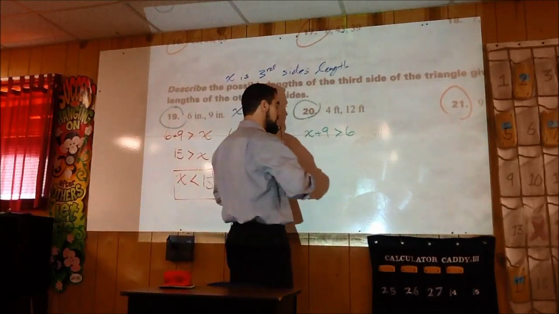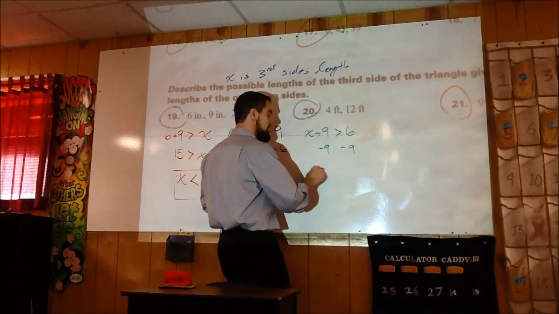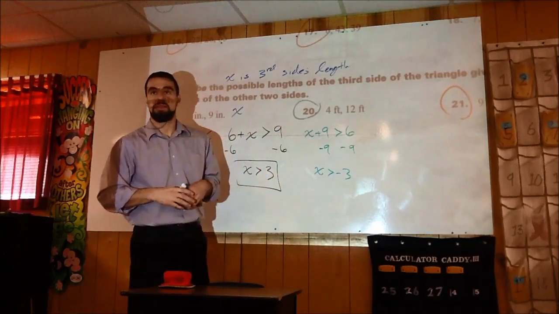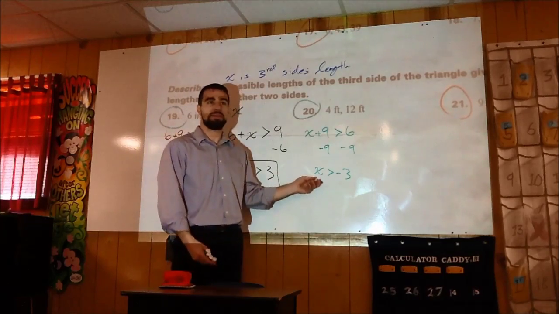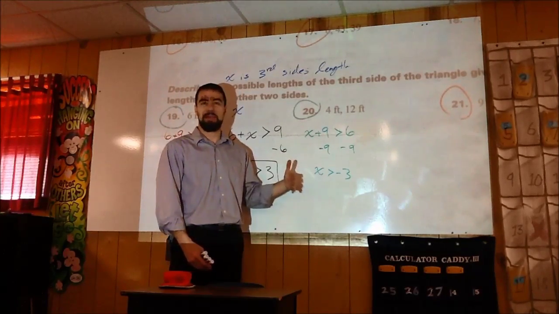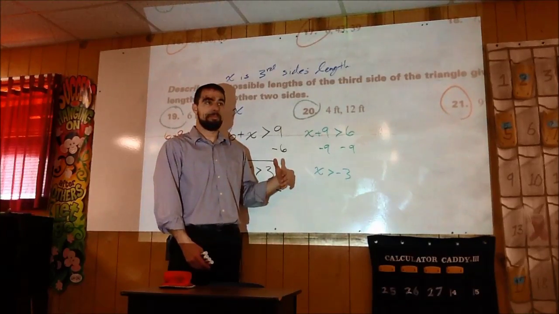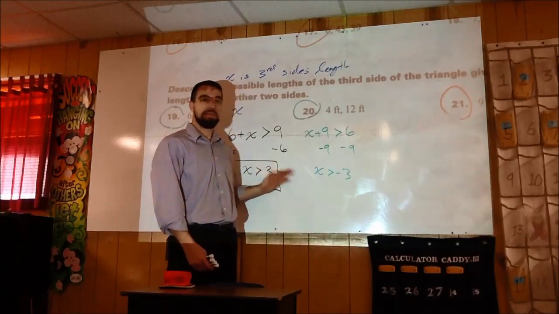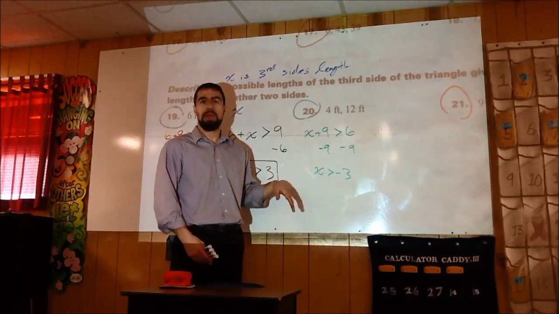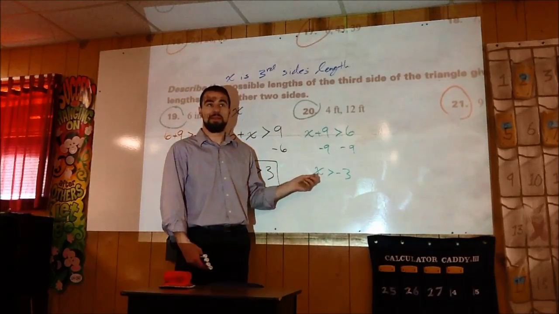Now, let's do the green one. I'm going to subtract 9 from both sides to get x completely by itself. X has got to be greater than negative 3. Well, we already knew this. How did we already know that this value x has to be greater than negative 3? Before we did this, when we started this problem and we were looking for x, why did we know it had to be greater than negative 3?